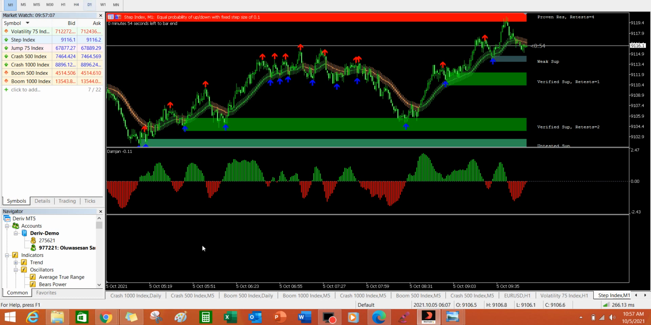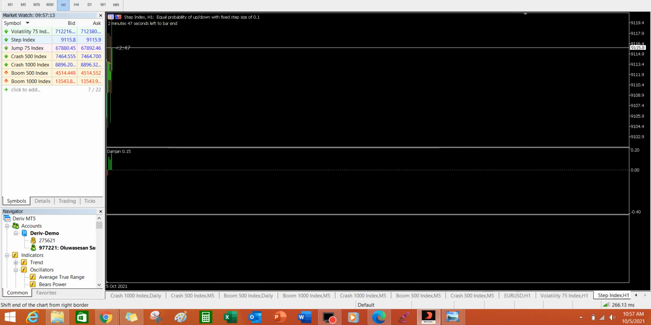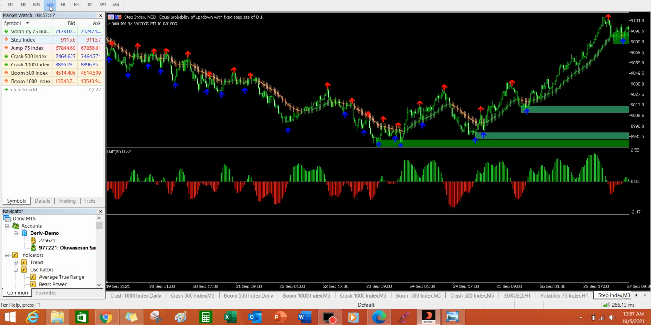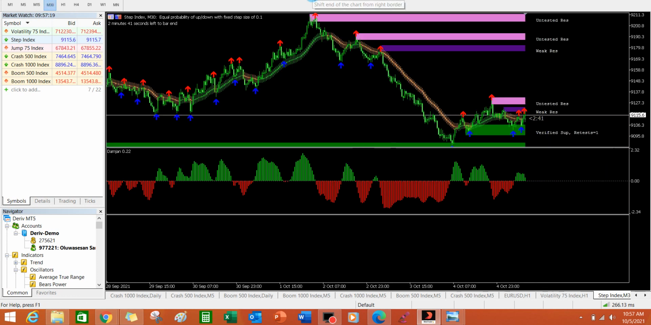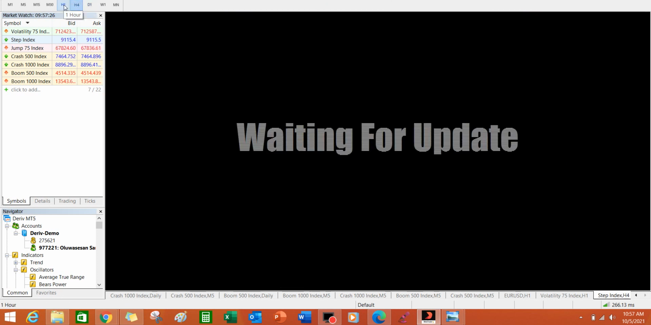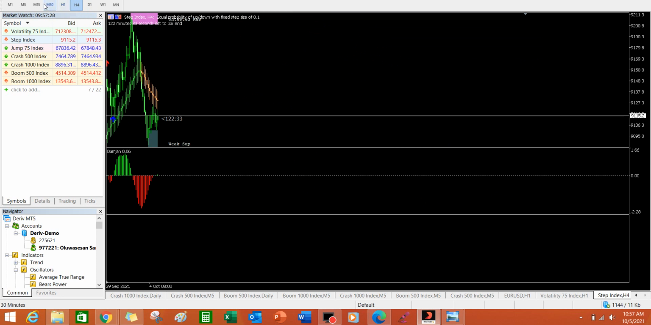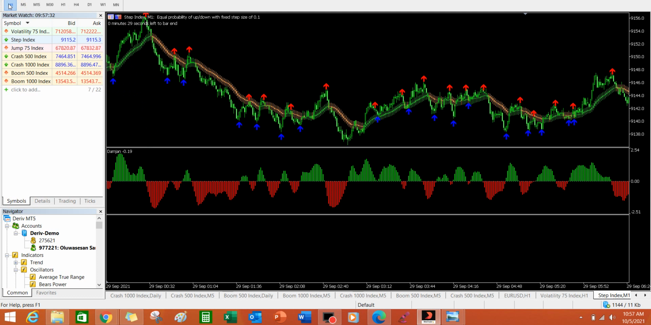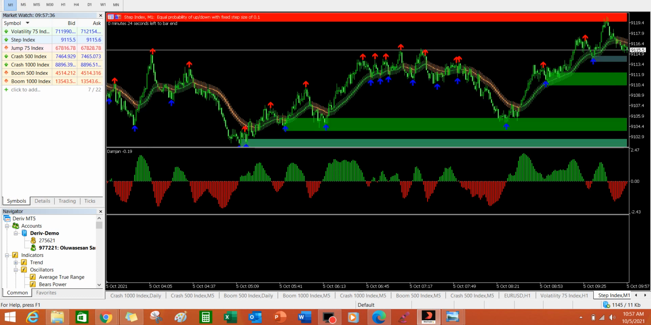But if you want to see the QDC trend scraper, I think you should be able to see it from H1. Let me check M30. Okay, you can see it from M30. You can only see it from H1, H4, and above. Those are the places where you can find the QDC trend scraper. But that apart, let's go straight into what we have right away.